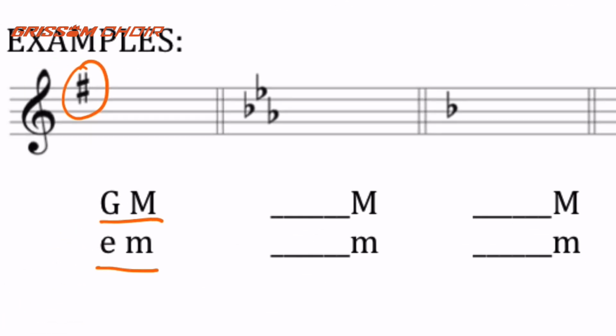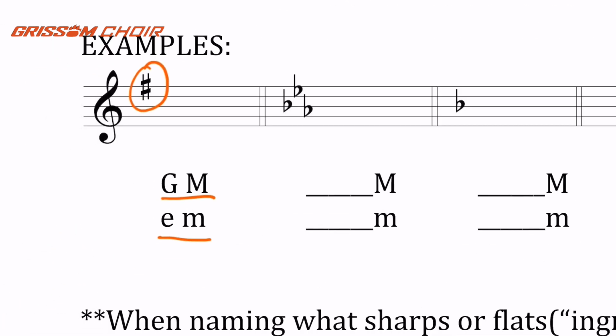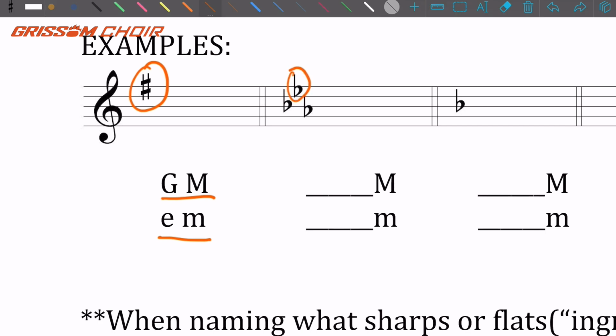Going over to this second example, we're going to identify the major key. We have 3 flats in this key signature. For flats, you look at the next to last flat, and that is the key signature. So that next to last flat is on an E flat. So you know that the key is E flat major.